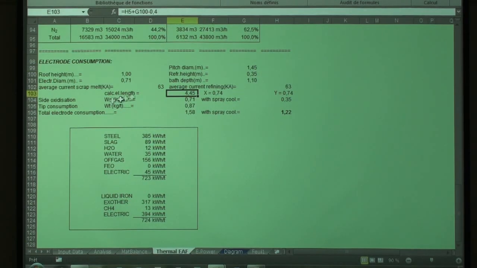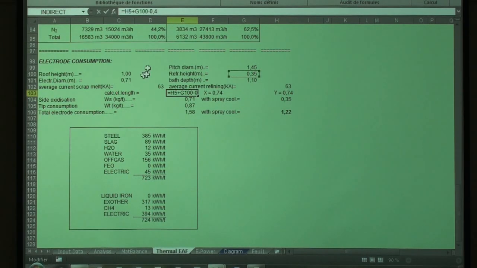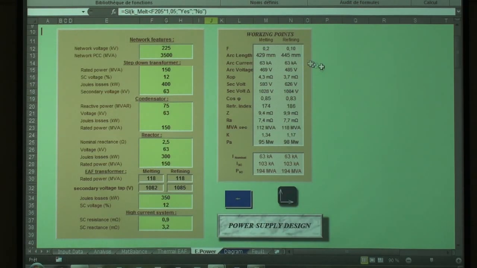The tip is the calculated length. You see, this is the calculated length. So this is H5, the panel height, plus the refractory height, because you have the panel, then the refractory, and then the bath. Okay. And I removed 0.4 for the electrode length, but I could have taken this value here. But it doesn't vary so much.